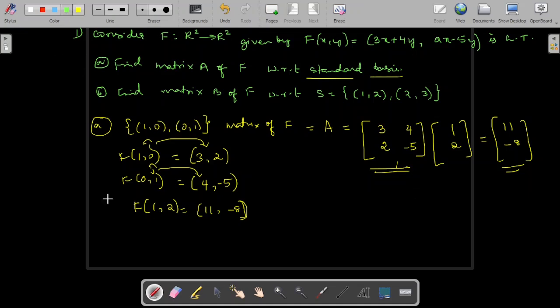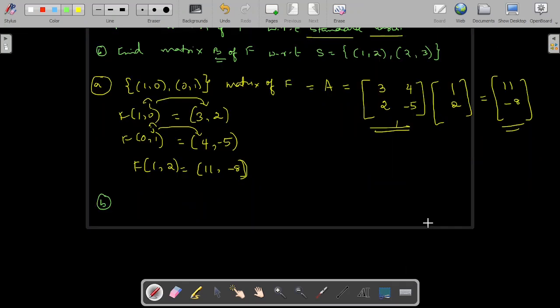Now the second question is, find matrix B of the same transformation but with respect to some other basis. That was the standard basis. Now here the basis is S equal to the set containing (1, 2) and (2, 3). The vectors (1, 0) and (0, 1), where they go after applying the transformation, that is with respect to the standard basis. Now you have to check where (1, 2) and (2, 3) go after applying the transformation. That you have to find out.